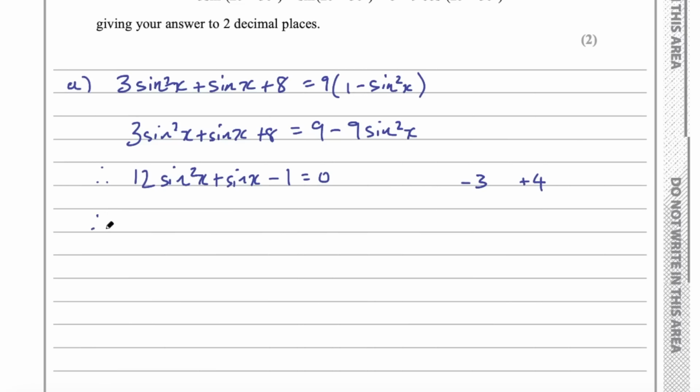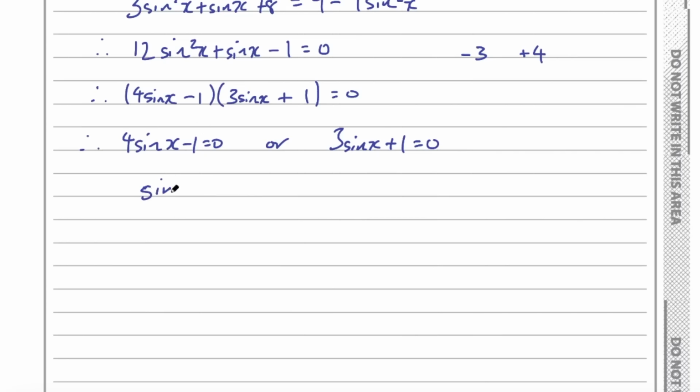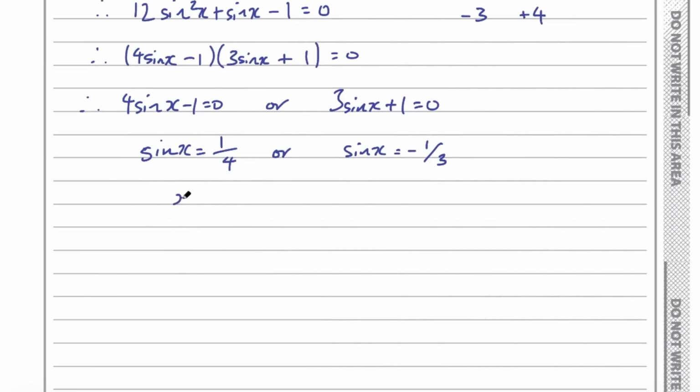So therefore I can factorize this into 2 brackets, and I'll have a 4 sine x here and a 3 sine x here to make 12 sine squared x. And for this 3 sine x, I need to multiply that by minus 1 and then a plus 1 for the 4 sine x. And if I expand that out again, I'll get 12 sine squared x plus sine x minus 1 equals 0. So now I've factorized it, I can solve for x. So this means that either 4 sine x minus 1 equals 0, or 3 sine x plus 1 equals 0. And then simplifying this, sine x equals 1 over 4, or sine x equals minus 1 over 3, and therefore x equals the inverse sine of a quarter.